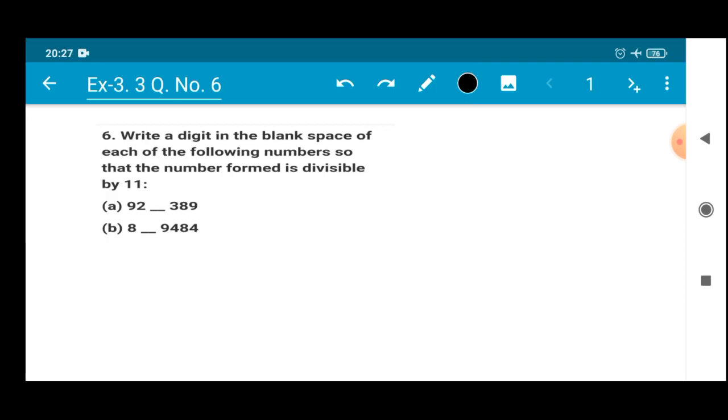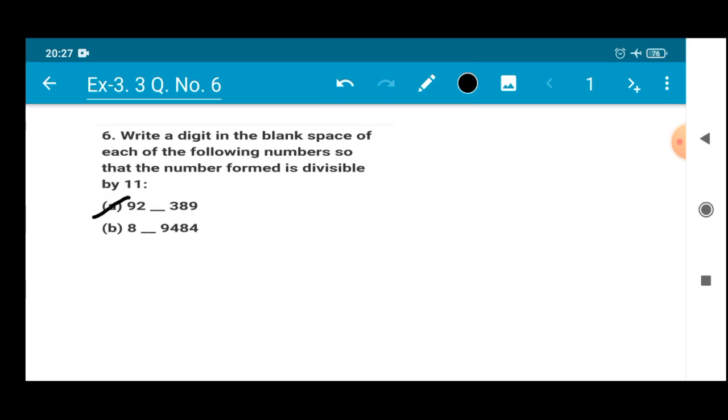So here it is very much similar to question number 5, but the only difference is here we have to find the numbers which will be divisible by 11, right? And also they have asked only to find one digit, that is a single digit. In the previous question it was the smallest digit as well as the greatest digit, right?